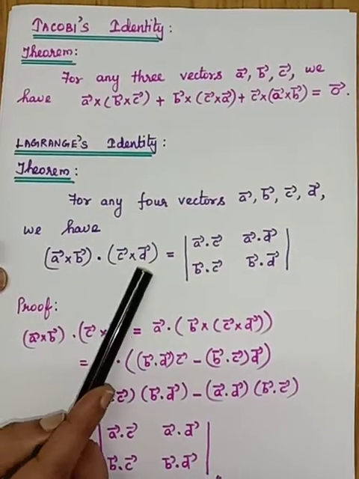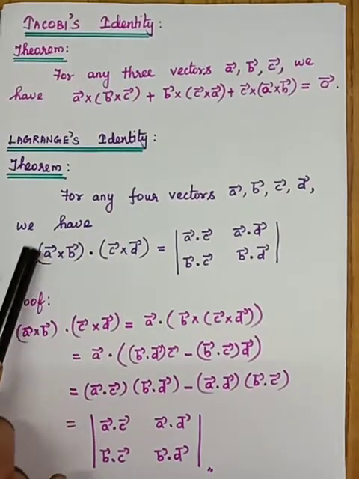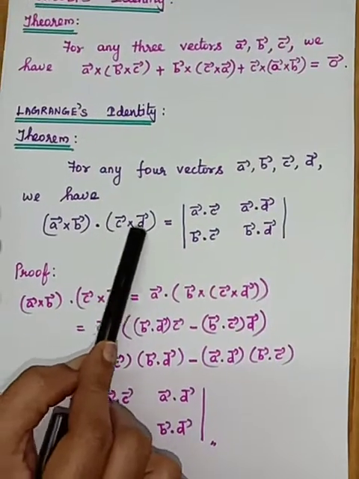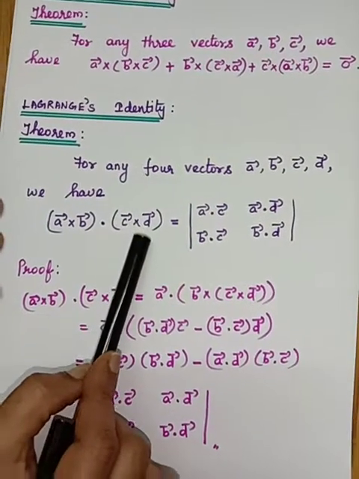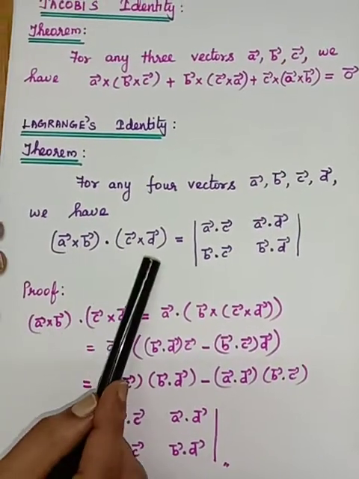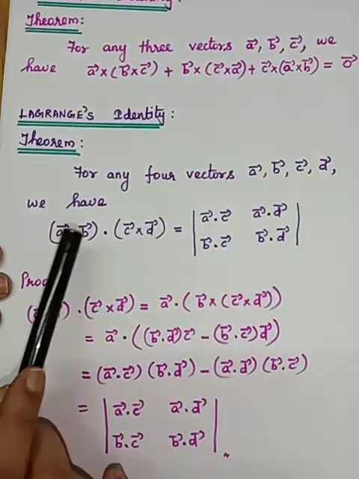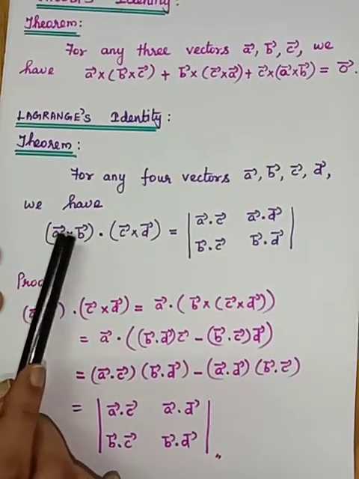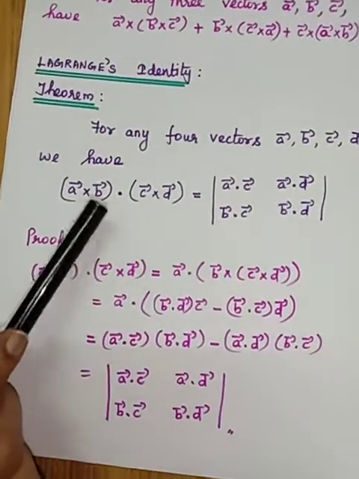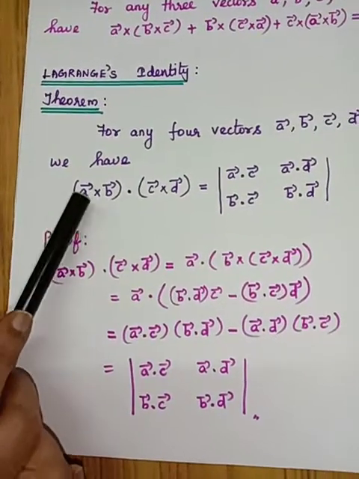4 vectors. Okay. So when you take the cross product of the first 2 vectors, you will get a vector. In the same way, the cross product of the third and the fourth vector is also a vector. So in between what you are having? Dot. So the dot product between the 2 vectors is a number. So it is called the scalar product of 4 vectors. That is Lagrange's identity. We are getting the formula to find the scalar product of 4 vectors.